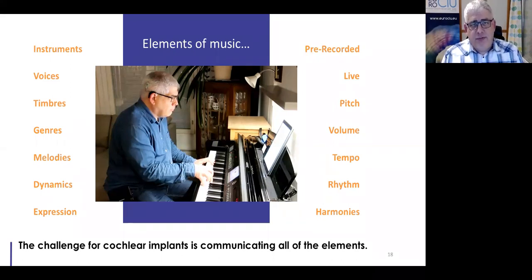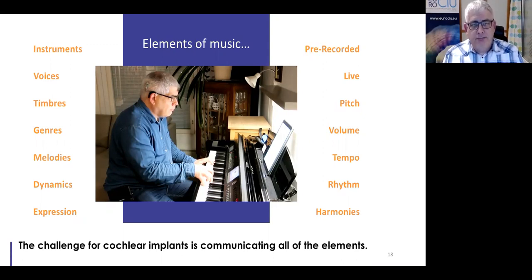Users have different expectations for music. Casual listeners are more likely to be satisfied than those who sing or play instruments, particularly those instruments which require good pitch perception. So we have to be extremely careful when people claim that music sounds just like it did pre-implant.